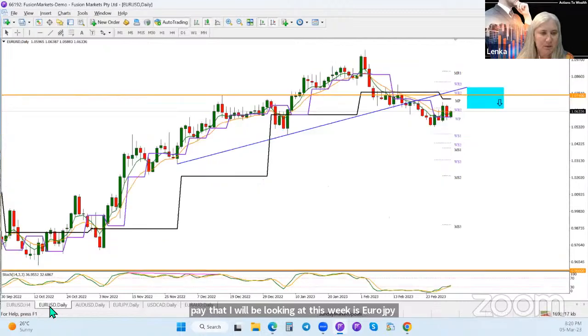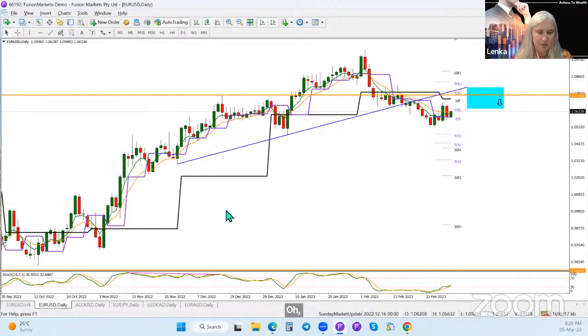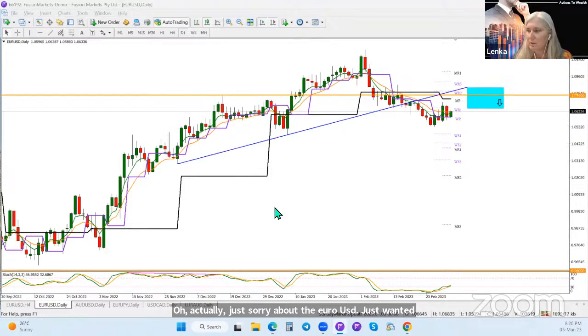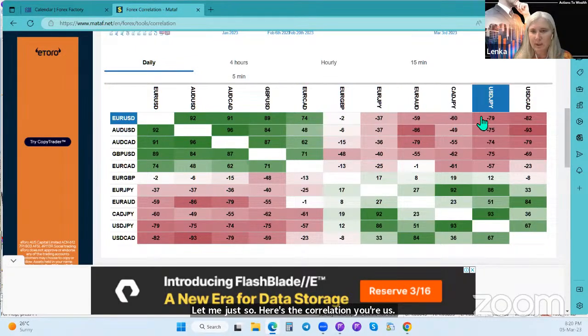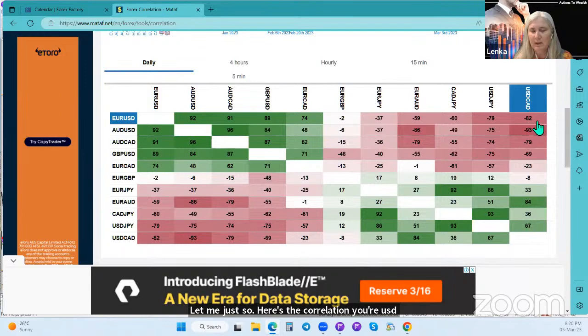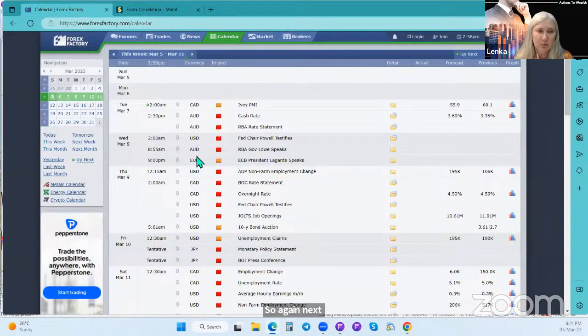Actually, sorry about the Euro USD. I just wanted to have a look at the timing. So here is the correlation: Euro USD against USD CAD. Okay, so again, negatively correlated.